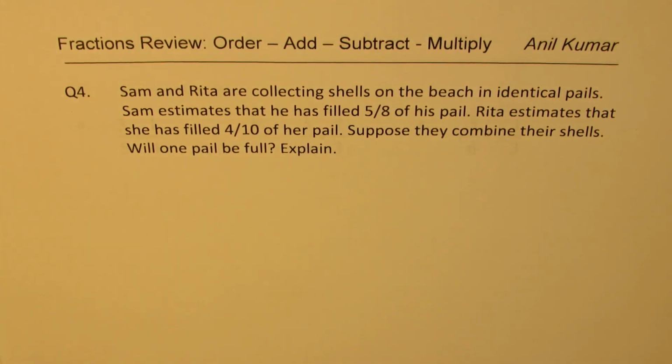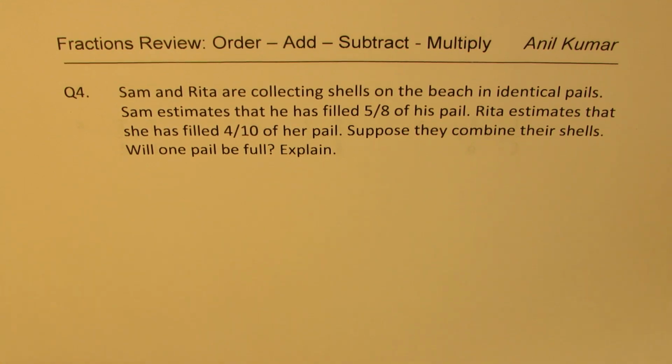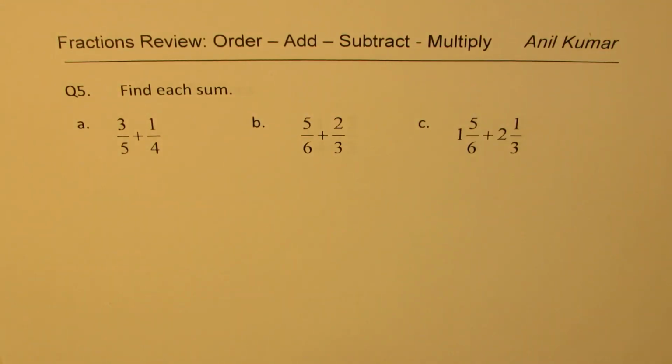Another word problem. Sam and Rita are collecting shells on the beach in identical pails. Sam estimates that he has filled 5/8 of his pail. Rita estimates that she has filled 4/10 of her pail. Suppose they combine their shells. Will one pail be full? Explain. So these word problems add to our problems.